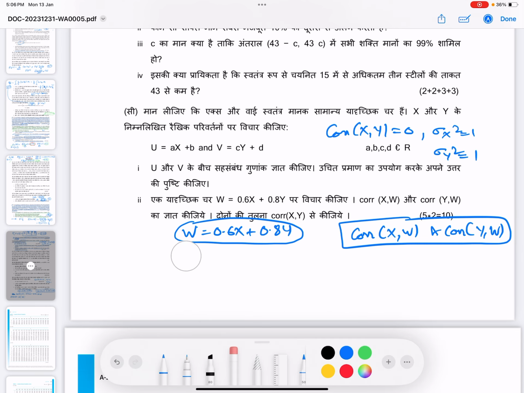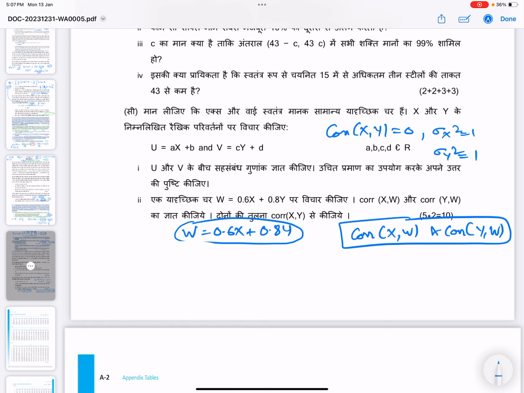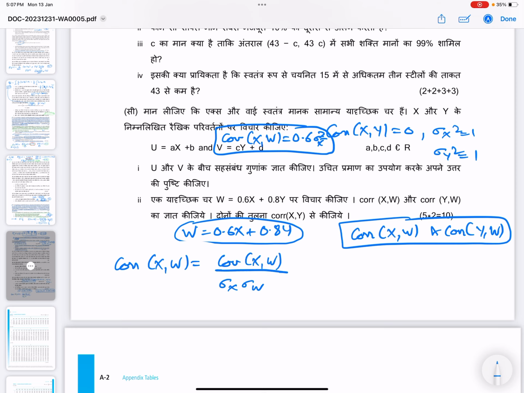So we were discussing the correlation and we got covariance XW coming out to be 0.6 sigma x square. So we had correlation XW would be covariance XW upon sigma x sigma w. So this would become 0.6 sigma x square upon sigma x into sigma w. So this cancels out. So we are left with 0.6 sigma x upon sigma w.